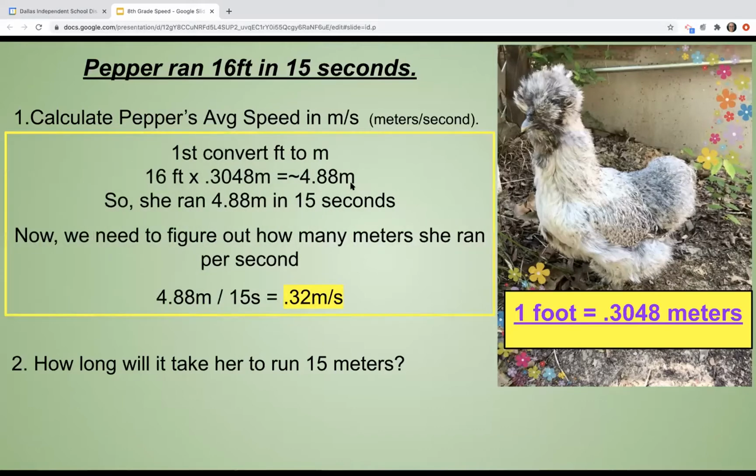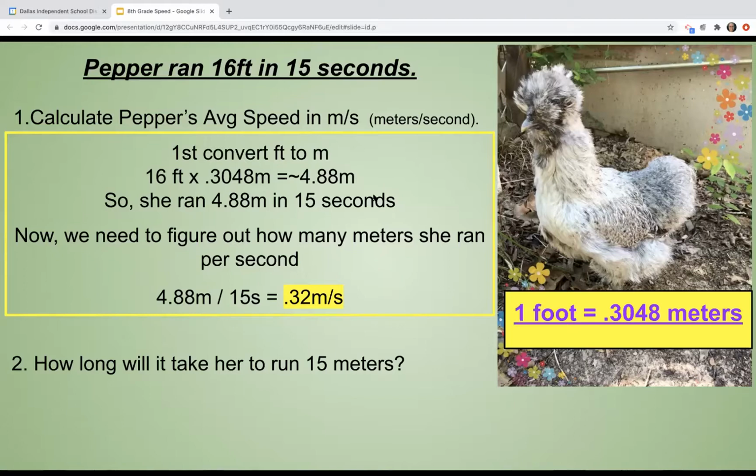The first thing you need to do is convert feet to meters, and all you have to do is multiply. You're just going to take that 16 feet and multiply it by your conversion, which is 0.3048 meters. And that will give you about 4.88 meters. So she ran 4.88 meters in about 15 seconds.